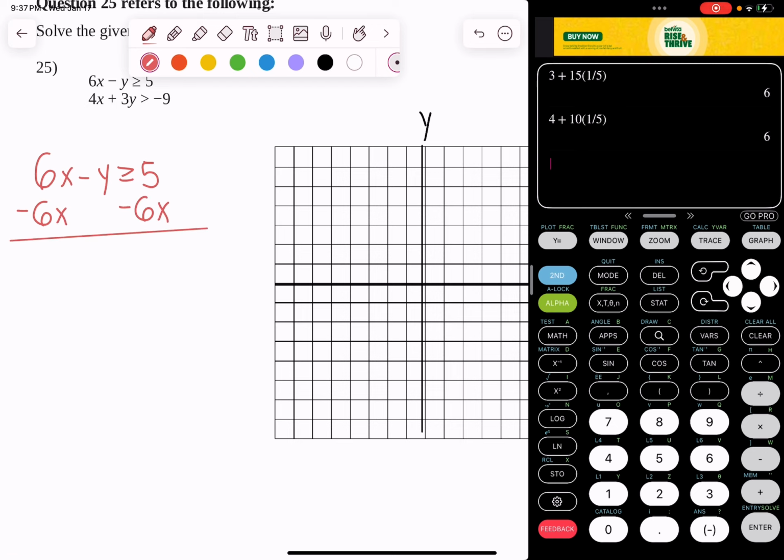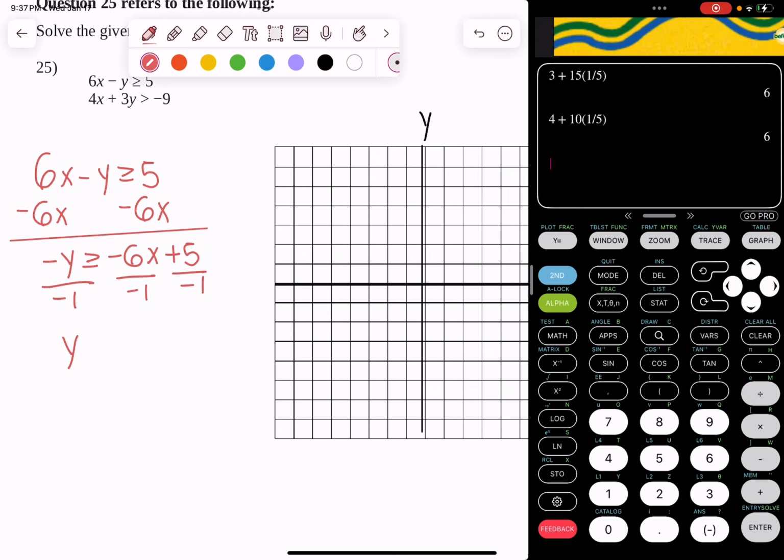That's going to give me negative y is greater than or equal to negative 6x plus 5. Then I'm going to divide by negative 1. If I divide by negative 1, I have to flip my inequality symbol, which is going to leave me with y is less than or equal to 6x minus 5. That means I'm going to start by going down 5. 1, 2, 3, 4, 5. And my slope is 6 over 1, which means I go up 6 to the right 1.